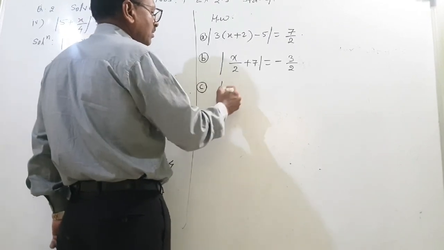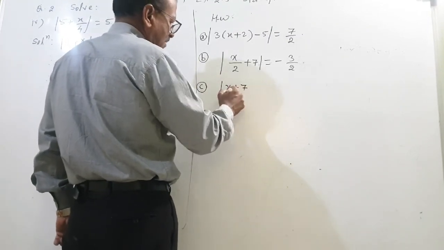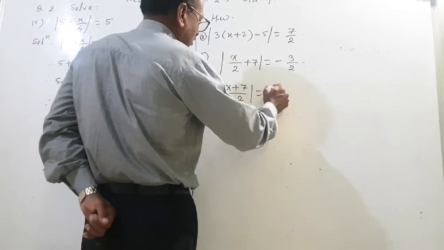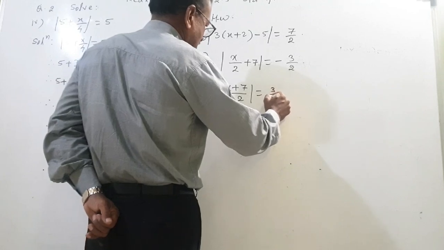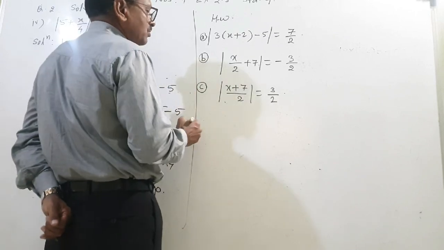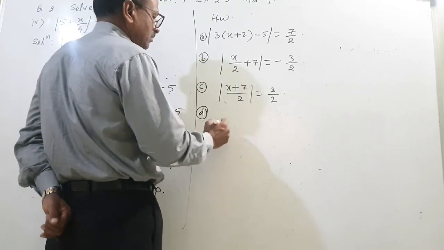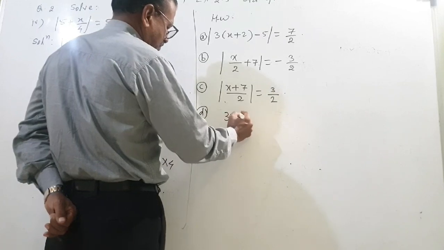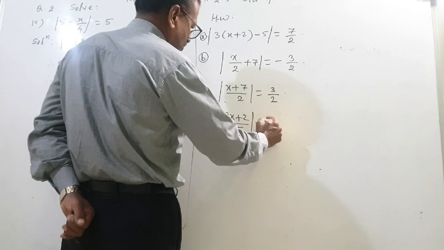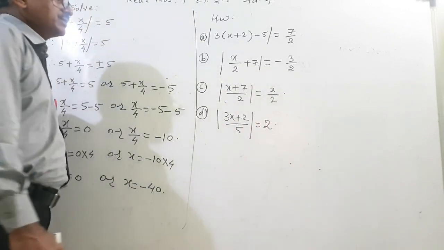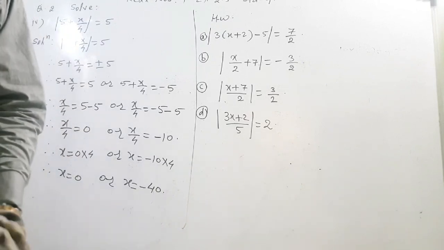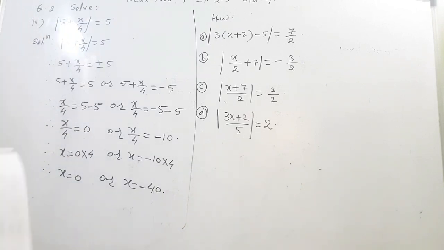C, x plus 7 upon 2 is equal to 3 by 2. See that these are two different sums. D, 3x plus 2 upon 5 is equal to 2. Now these sums you will solve. Take the help of what I have taught in the video and accordingly solve.